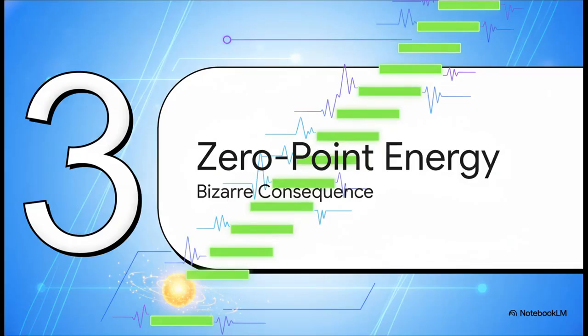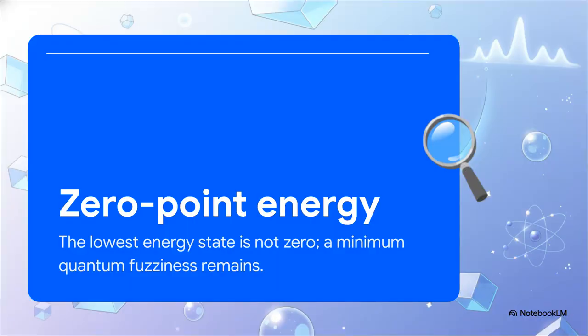Section 3, Zero-point energy explained. The bizarre consequence. So that perfect ladder of energy levels leads us to a truly bizarre and fascinating consequence, especially when we look at the very bottom rung. Let's zoom in on zero-point energy. Look closely at that first energy level, E0. Notice how it doesn't actually sit at the very bottom of the parabolic bowl. Its energy is not zero.